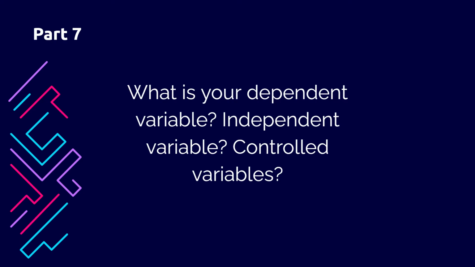Questions. What is your dependent variable, independent variable, and controlled variables? My independent variable is the refraction of light. Dependent variable is the refraction of light. Controlled variables are the volume of water, temperature, brightness of light, the duration of the solute to dissolve in the solvent, and the location of the light.